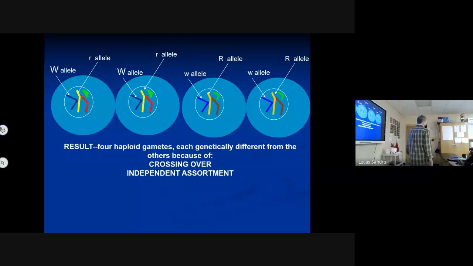And they're going to be different from each other because of crossing over that happened in late prophase 1 and independent assortment that happened in metaphase 1. When you are talking about phases of meiosis, you have to use the 1 or the 2, right? Or we don't know which phase you're talking about.